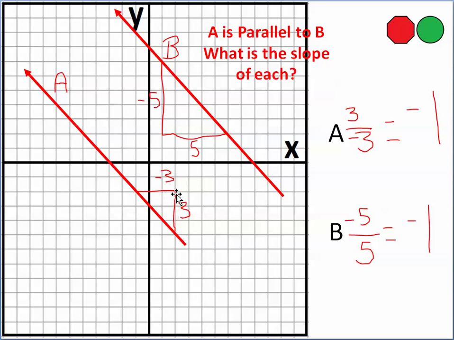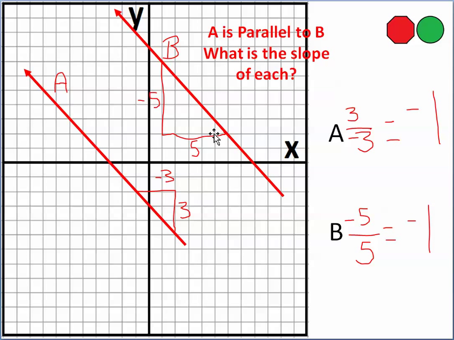But if you come over here and you count, you have 1, 2, 3. That's a positive 3. I don't know why I wrote a negative 3 there. Oh, I know why. If I started here and I went up, I'd go 1, 2, 3. That's a positive direction. And then I go in this direction. That's a negative 3. So my rise is, for line A, my rise is 3 and my run is negative 3. That simplifies to negative 1.